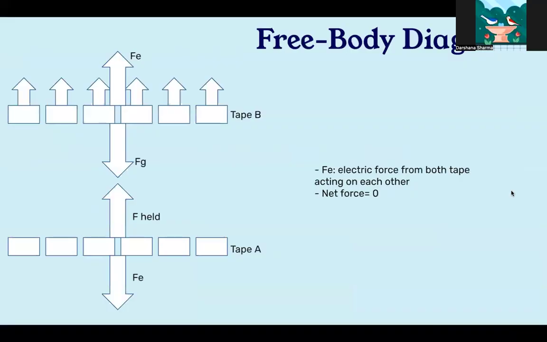Here's a free body diagram specifically showing what's going on with tape B. We can see that each of the segments has an individual charge moving upwards. So the net electric field is moving upwards for the electric force, and the force of gravity is bringing tape B down. This opposes tape A, which is being held up to tape B, which is the upward force. The electric force from tape B acting on tape A is pushing tape A down. So here we can see the net force is zero, as both electric forces cancel each other out as they're acting on each other.